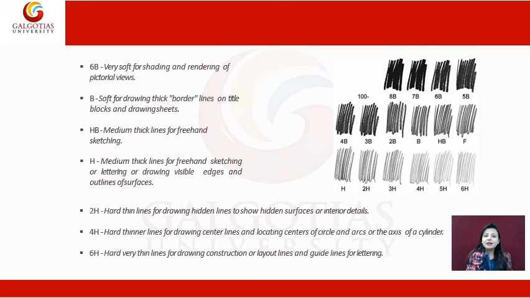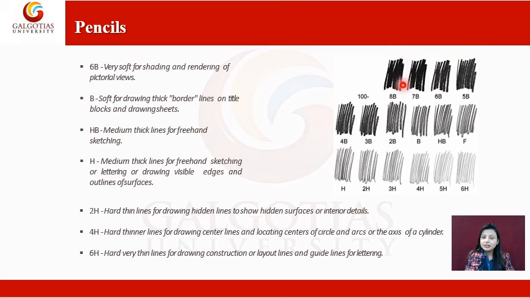So 6B is very soft for shading and rendering or pictorial views. B is soft for drawing thick border lines on title blocks or drawing sheets. HB is medium thick lines for freehand sketching, or you can use it for lettering. And H is medium thick lines for freehand sketching or lettering or drawing visible edges and outlines of surfaces. 2H, hard thin lines for drawing hidden lines to show hidden surfaces or interior details. 4H, hard thinner lines for drawing center lines and locating centers of circles and arcs or the axis. 6H, hard very thin lines for drawing construction or layout lines and guidelines for lettering.